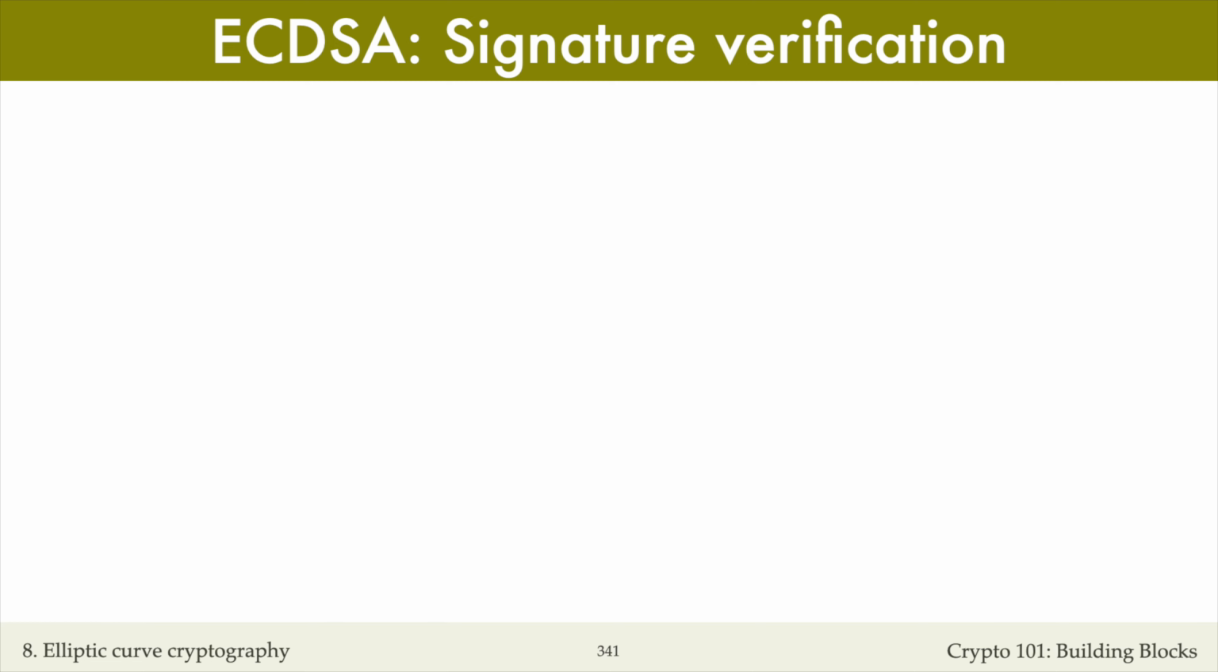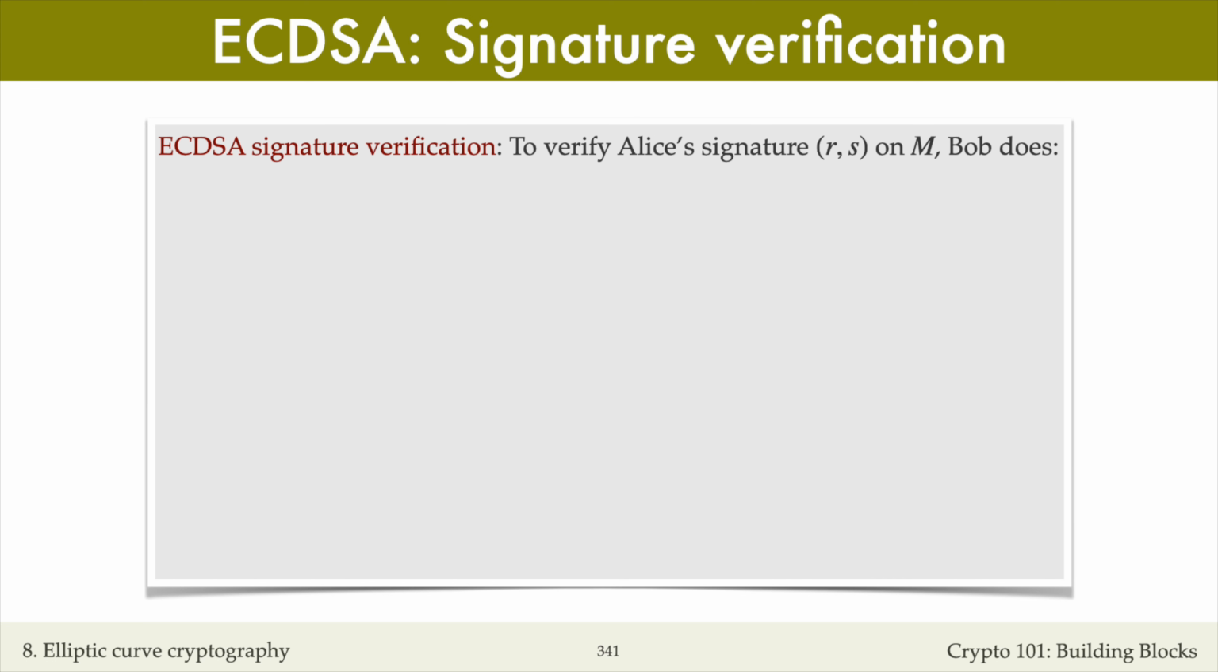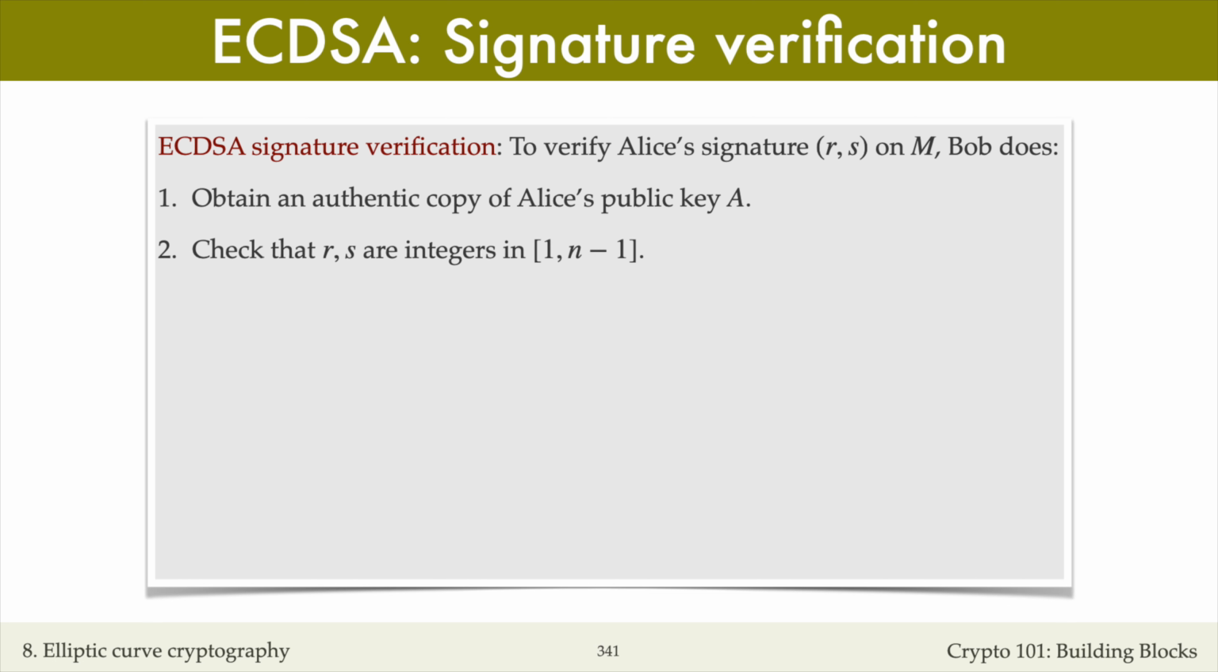Here is the ECDSA signature verification procedure. To verify Alice's signature RS on the message M, Bob does the following. Bob first obtains an authentic copy of Alice's public key A. He checks that R and S are integers between 1 and n-1. If not, he rejects the signature. Bob then hashes the message.